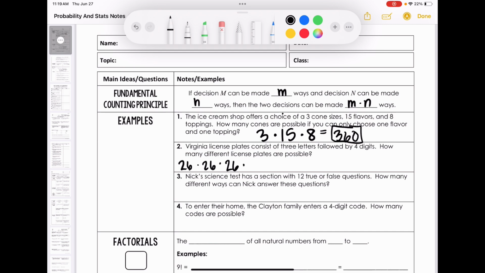And then it's followed by 4 digits. So we're thinking of single digits. So that would be 0, 1, 2, 3, 4, 5, 6, 7, 8, 9. So that's a total of 10 digits. So I'll have 10 times 10 times 10 times 10. All right, then you're going to type all of that into your calculator, and it's going to give you 175,760,000.